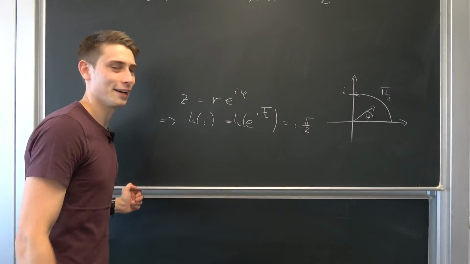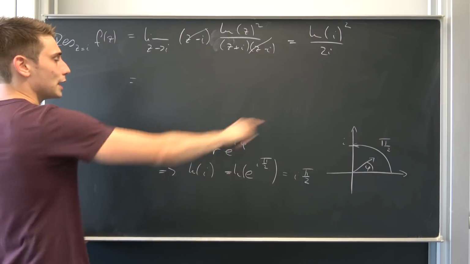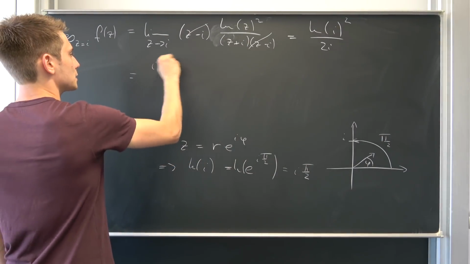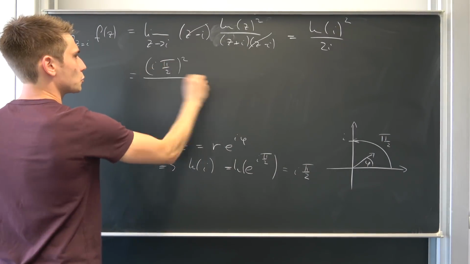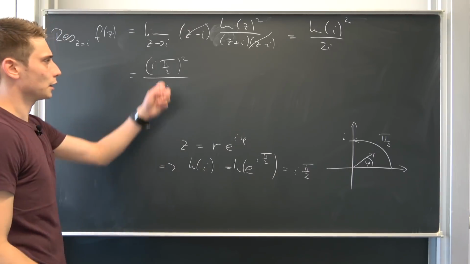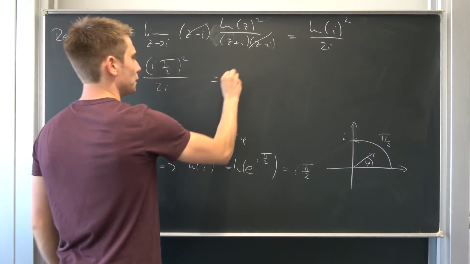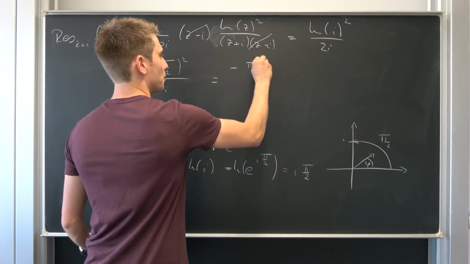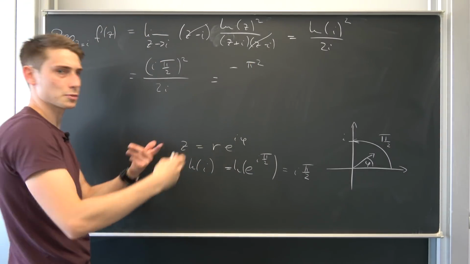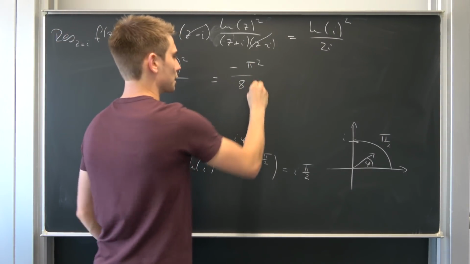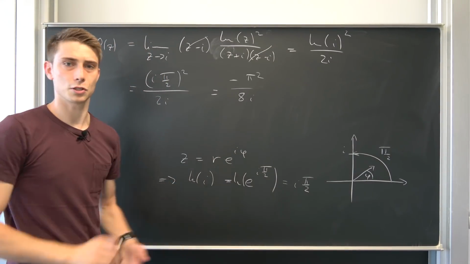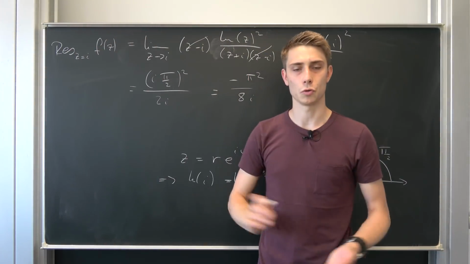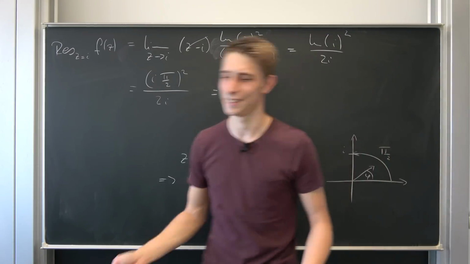And here we go, we are done, and we can plug this in. So we end up with i times pi over 2, but the whole thing squared over 2 times i. And well, i squared is nothing but -1, times pi squared over 4, times 2 times i, so this is 8 times i. And now we can just plug the value of this residue into our contour integral, and then we are basically done.